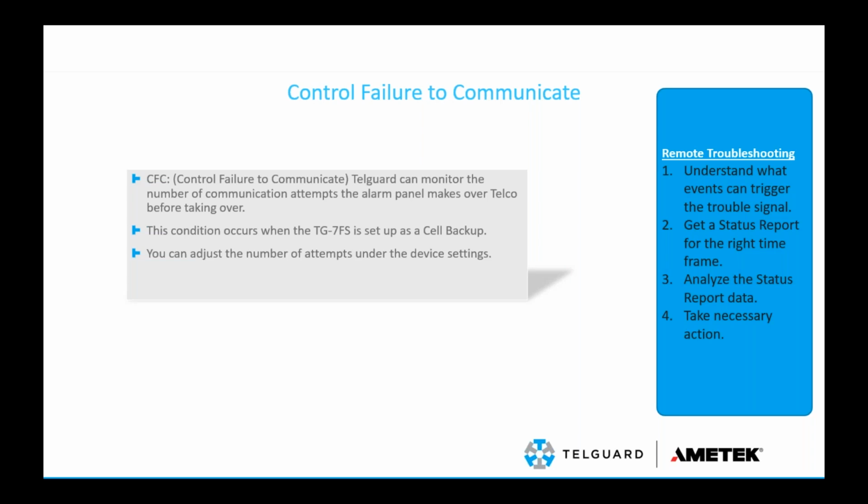I said when it's set up as a cell backup, so typically it's going to be when it's set as a cell backup, because if it is set as a cell primary, unless the cellular fails, you'll never get to the POTS or the telco line. And then you can adjust the number of attempts before it goes into the CFC under the device settings tab, like we went over a little earlier. So you can actually go in and raise or lower that number so that it either happens quicker or you're able to get more attempts out before you go into CFC.